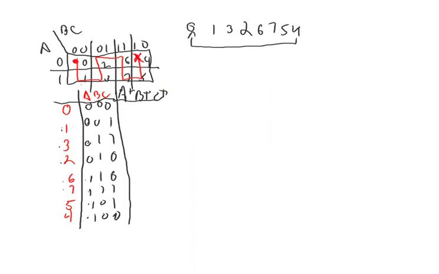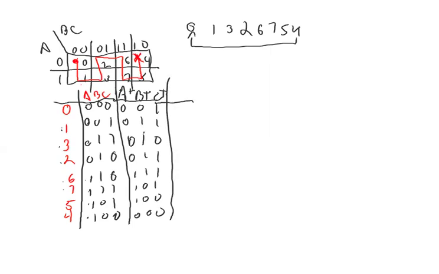So from 0, we go to 1. From 1, we go to 3. From 3, we go to 2. From 2, we go to 6. From 6, we go to 7. From 7, we go to 5. And from 5, we go to 4. And then from 4, we go back to 0. And now we can devise inputs for our toggle flip-flops.